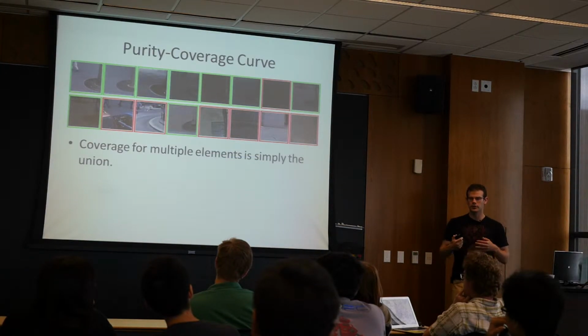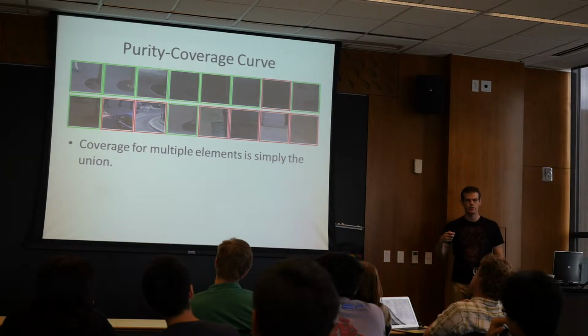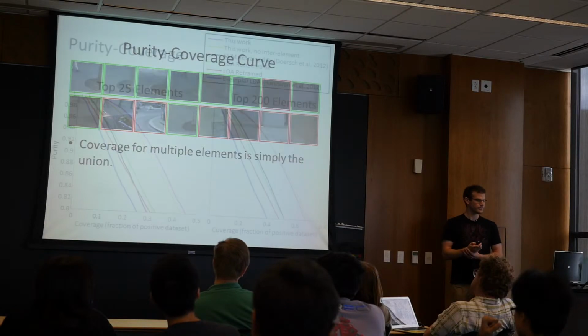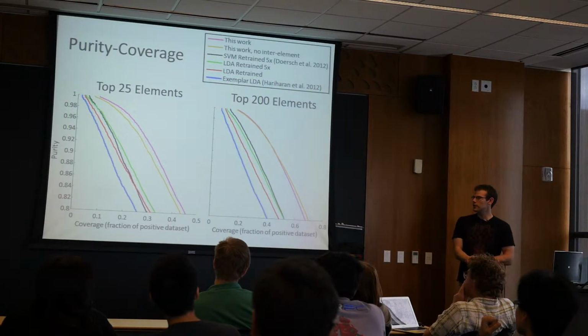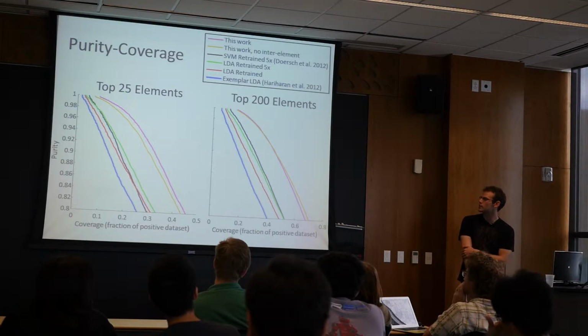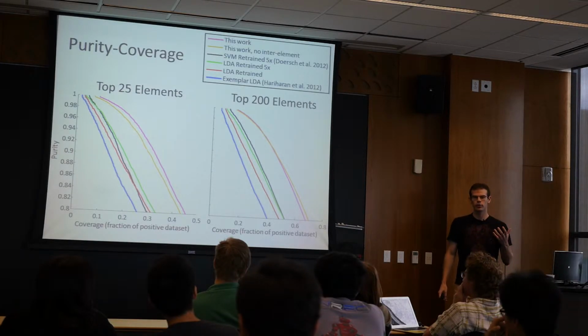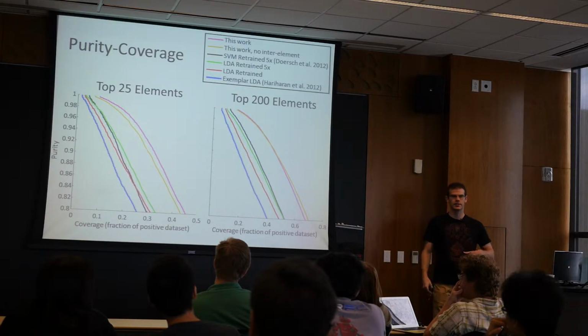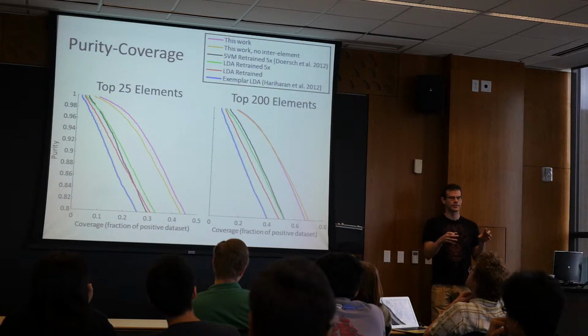And of course, the coverage for multiple elements is just going to be the union of the coverages for all of those elements. So here's the results, and I have more details in the paper on exactly the analysis that we're doing here. But the algorithm, as I've described it thus far, is the yellow curve. The pink curve is an additional deduplication step so that you don't have too many elements representing the same thing.